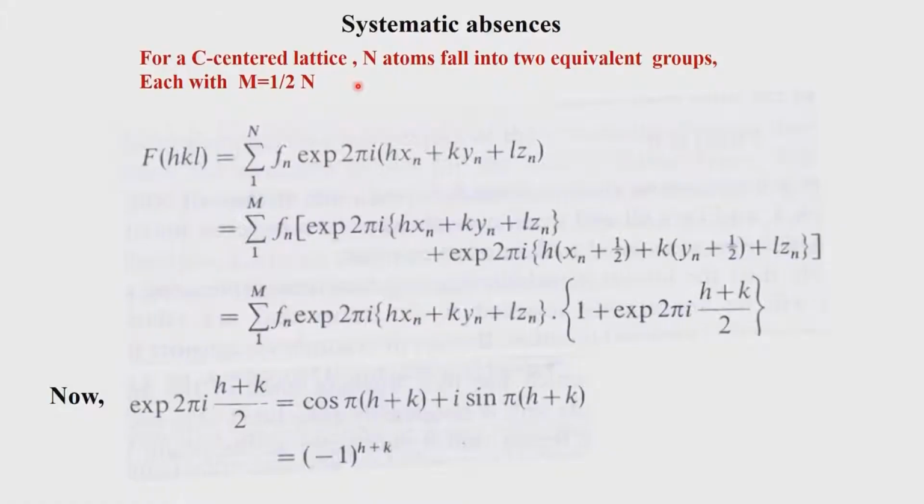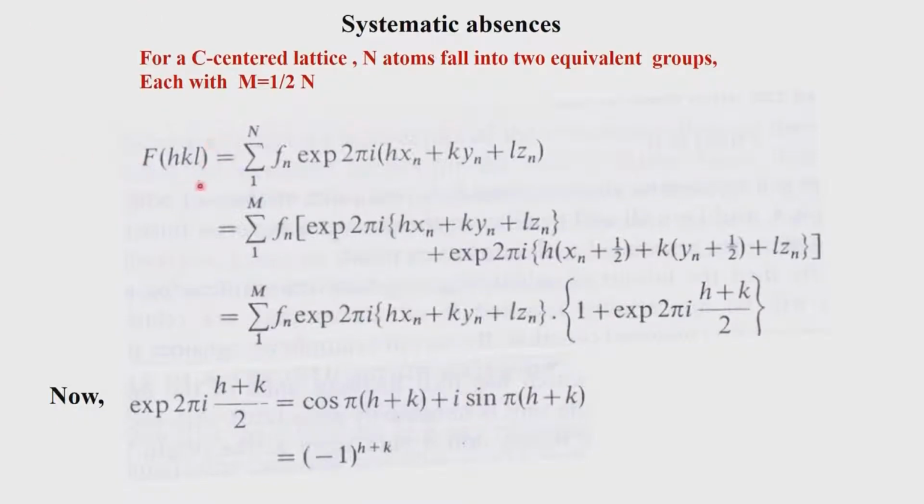Similarly here, the n atoms are divided into two parts. There is one part which is associated with x, y, z, and the other part which is associated with half plus x, half plus y, z, representing the C centering in the lattice. So, what is the effect of that on the structure factor? Each of them has half of n. So, if n is the total number of equivalent points, m is half of n. I hope these equations are fairly clearly seen in the projection. You see it all right?